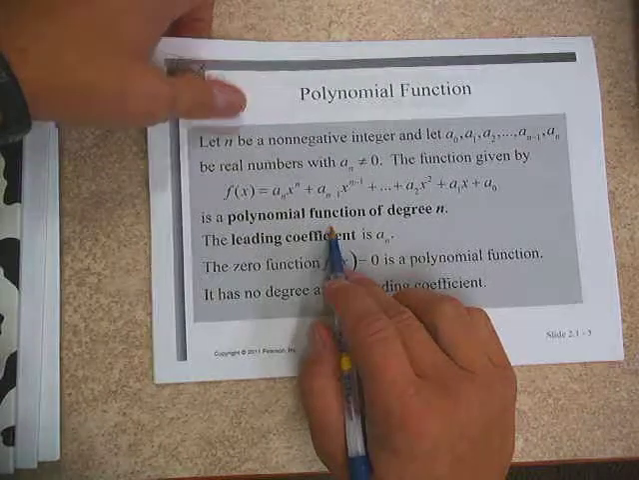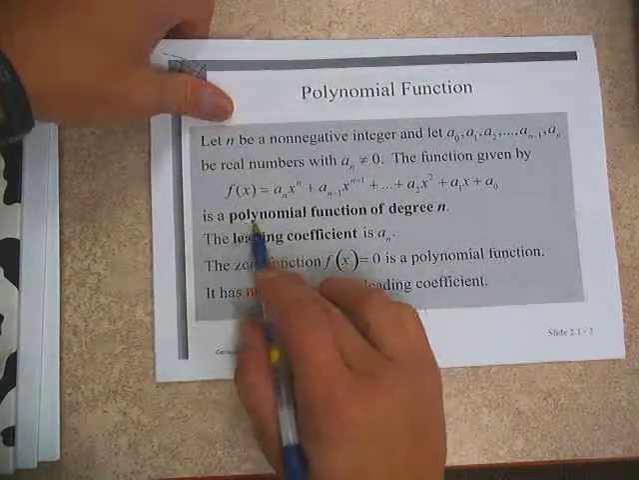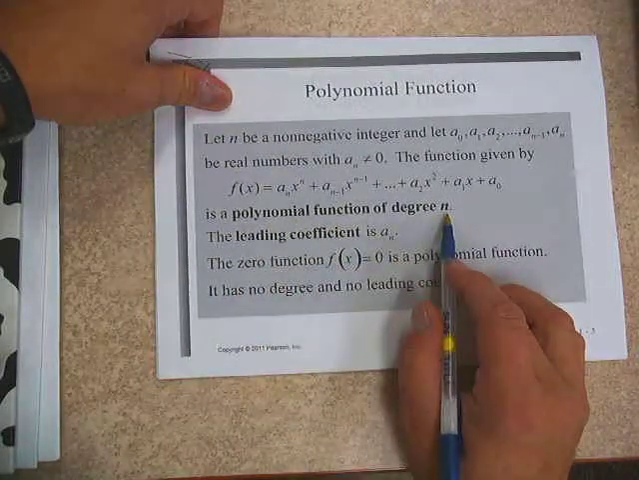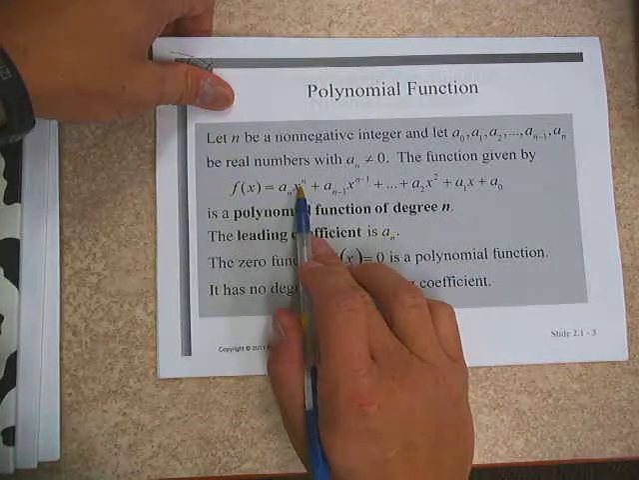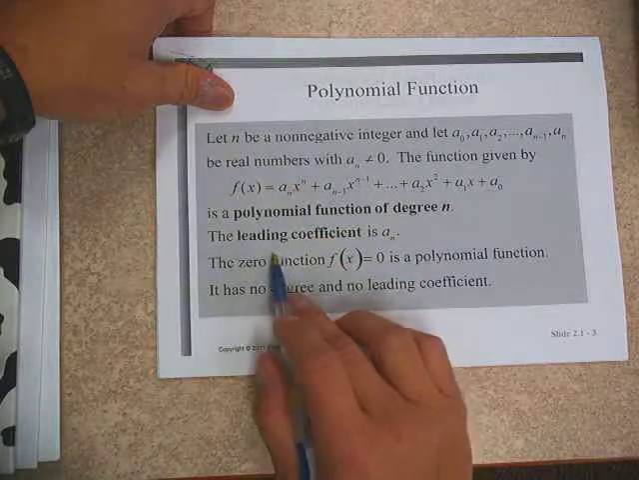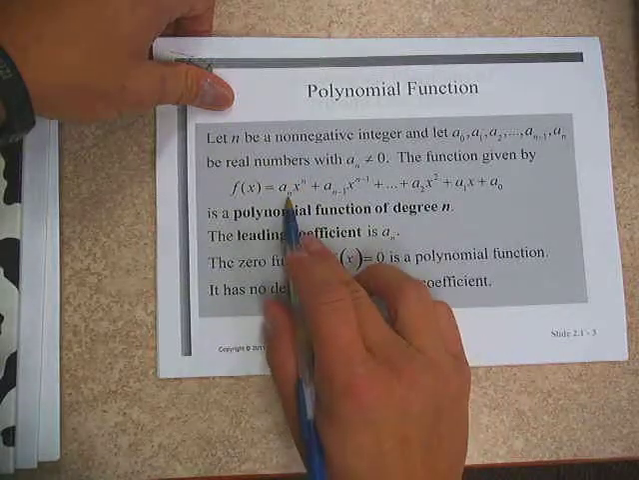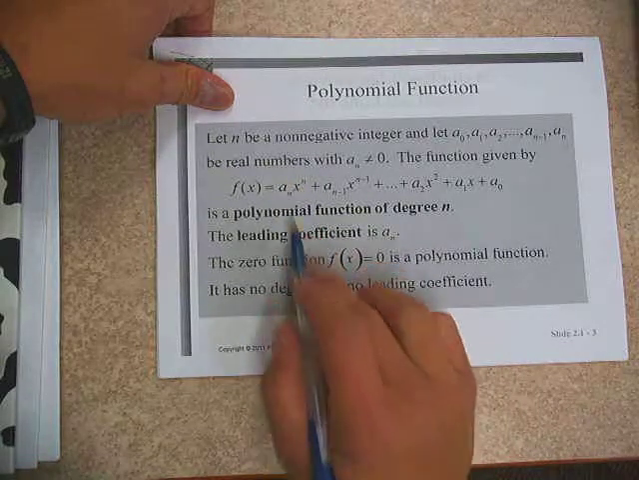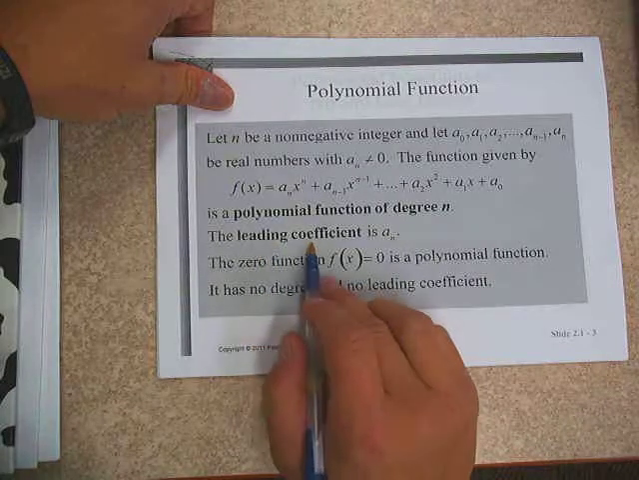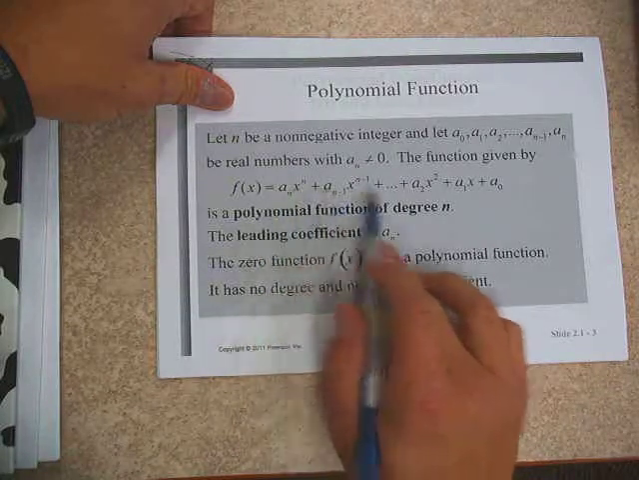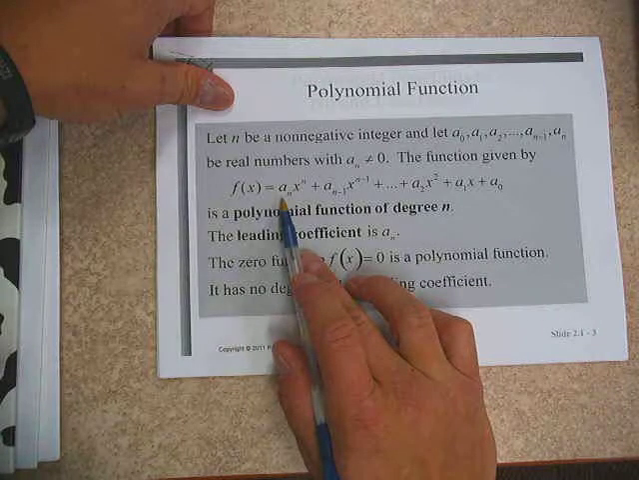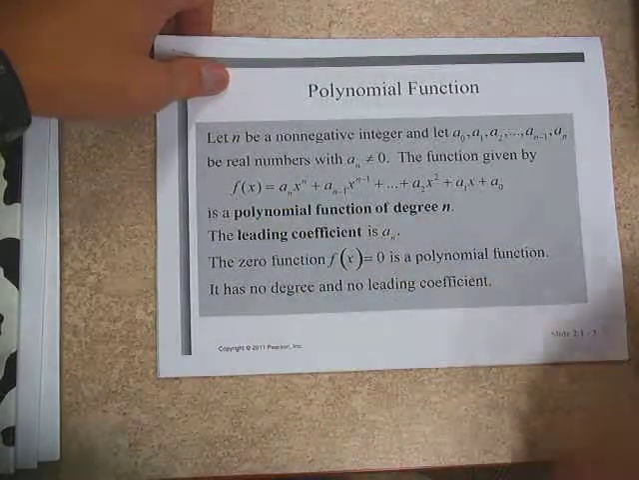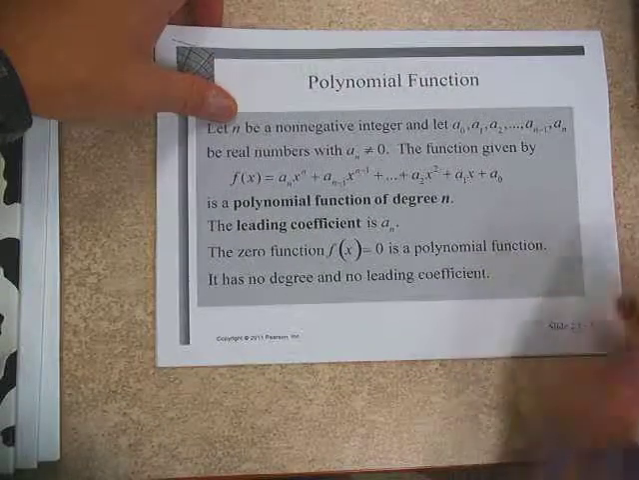A couple of vocabulary words involved in this: if we have a polynomial function of degree n, whatever the highest power is, that's going to be the degree of the polynomial. And whatever the a of n is, which is the number in front of the highest power term, that's what we're going to call our leading coefficient. So all the numbers in front are called coefficients. The leading coefficient is the number that's in front of the highest power term.